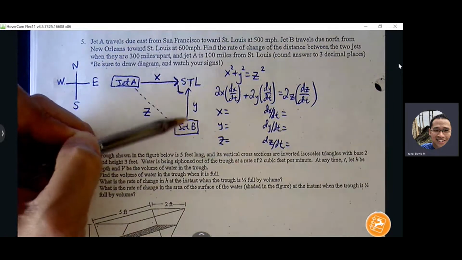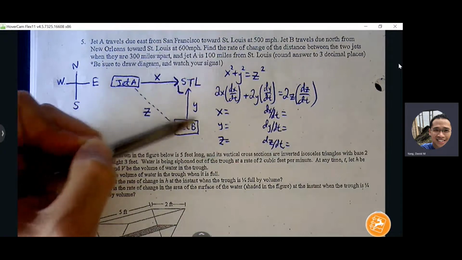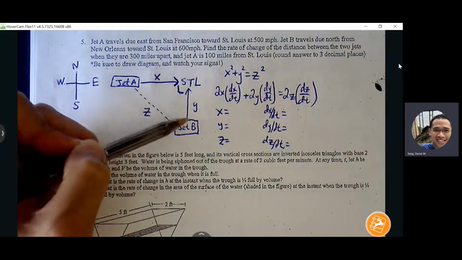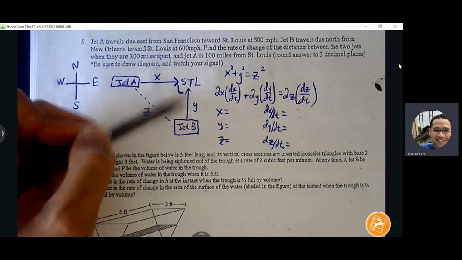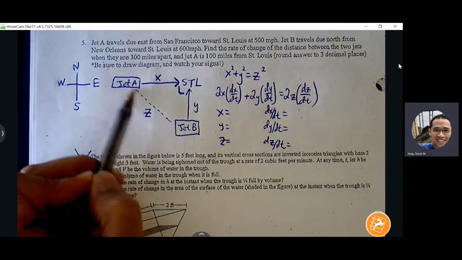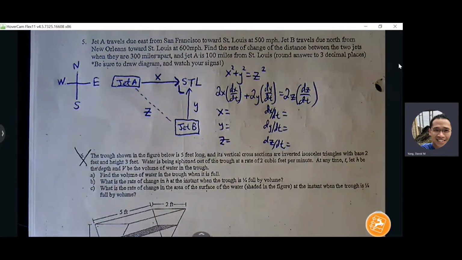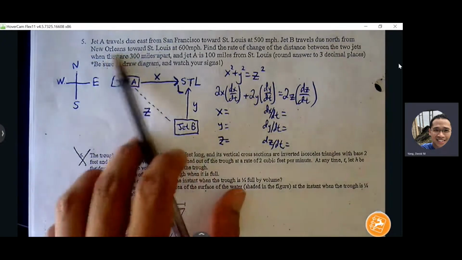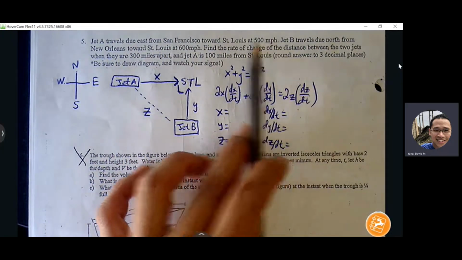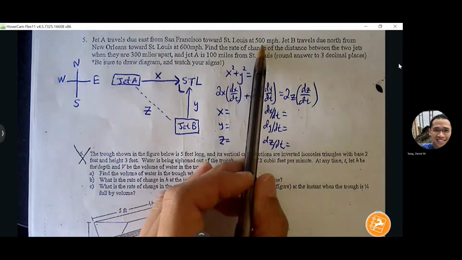Okay, so jet B is traveling north, but what's happening to this length? Also decreasing, right? Jet B is getting closer. We know this distance is not going to stay as long as it is once it gets closer. All right, what about the distance between jet A and jet B? Also decreasing, right? So we expect all these rates to be negative because these distances are closing in. Okay, so jet A travels due east to San Francisco towards St. Louis at 500 miles per hour. Therefore, how can we use that?